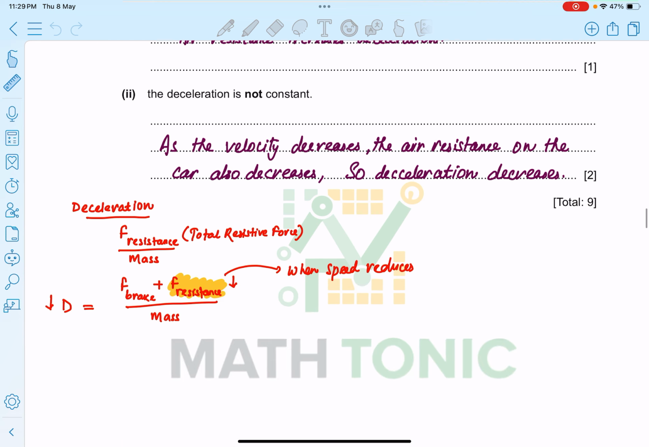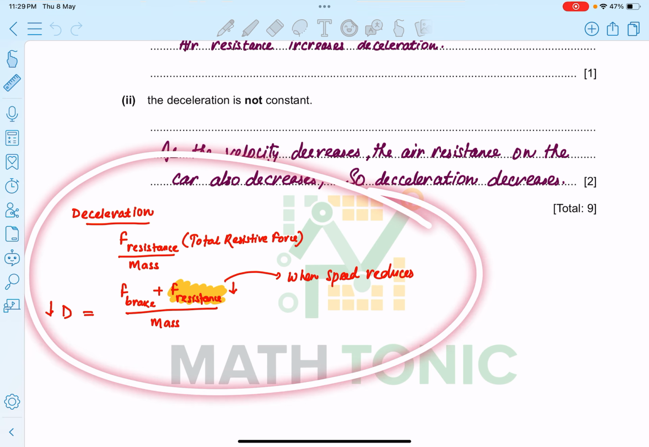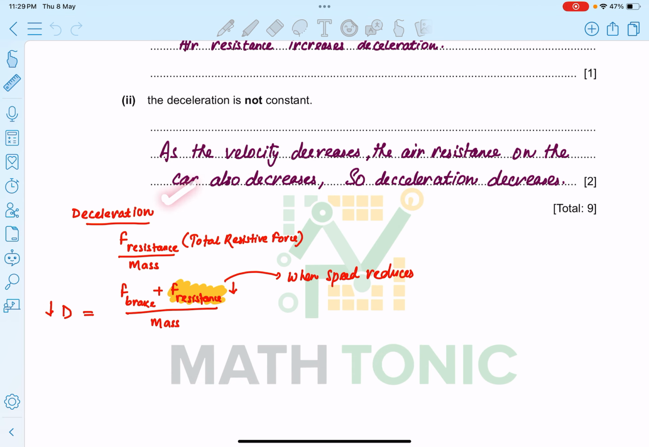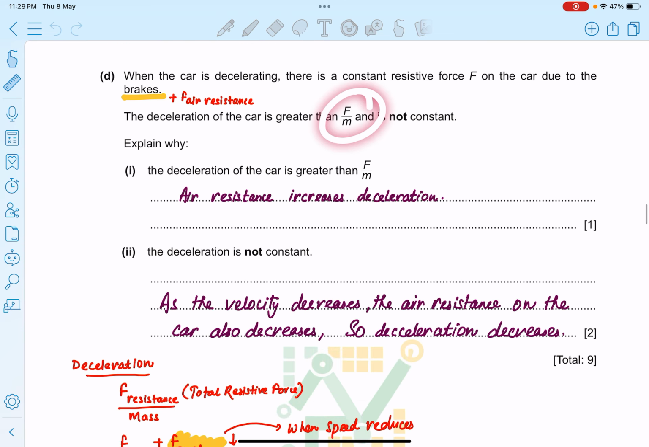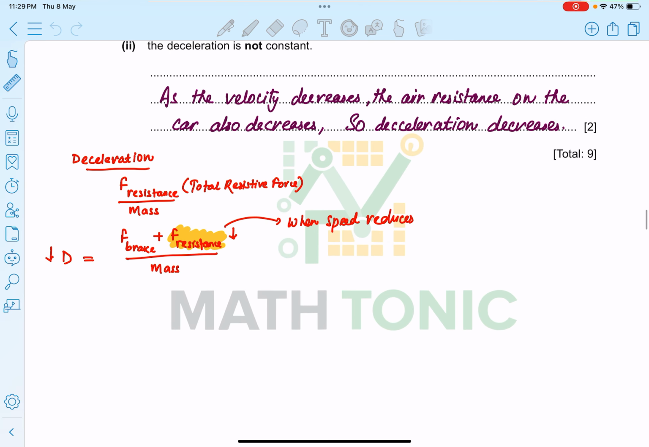Basically I have written notes for you also. You can understand that deceleration is equal to F over m, where force means total resistance force over mass. I told you that resistance force means two kinds of forces: brake plus resistance force, over mass. Now when the resistance force is decreasing, that means the numerator is decreasing, so your deceleration is also decreasing, because it is directly proportional to the numerator. Did you get it everyone clearly?